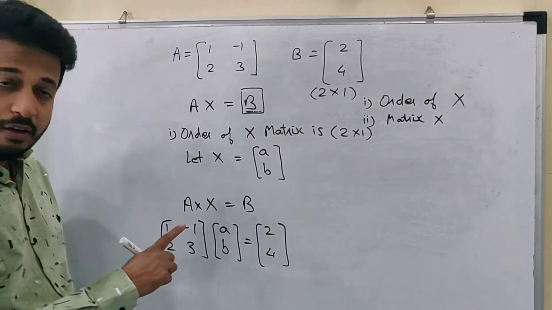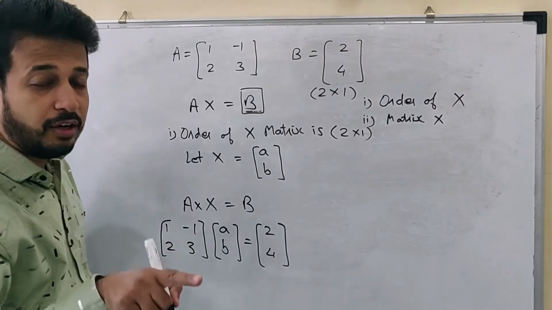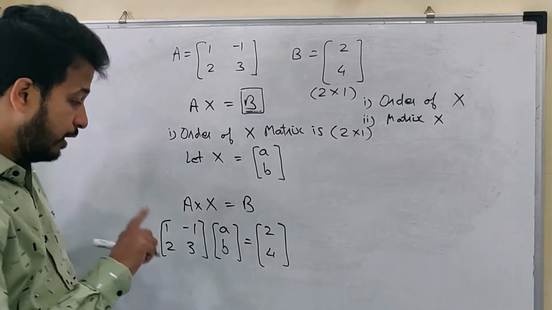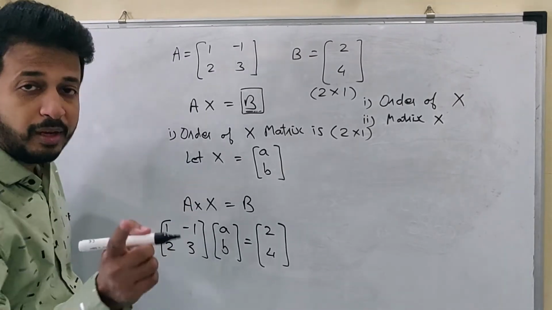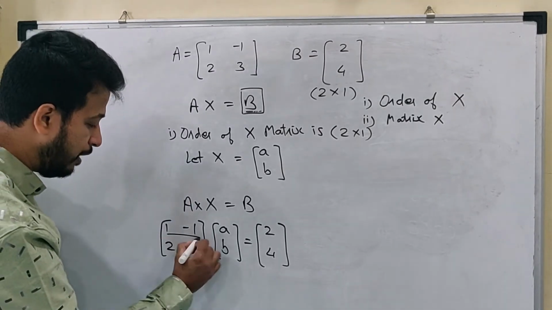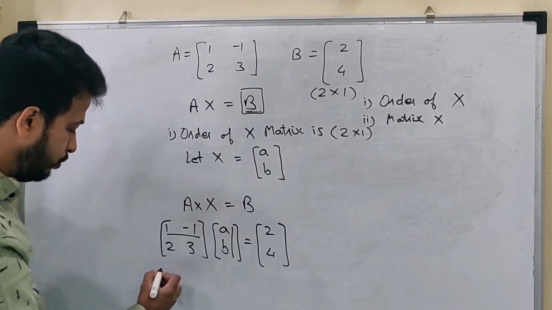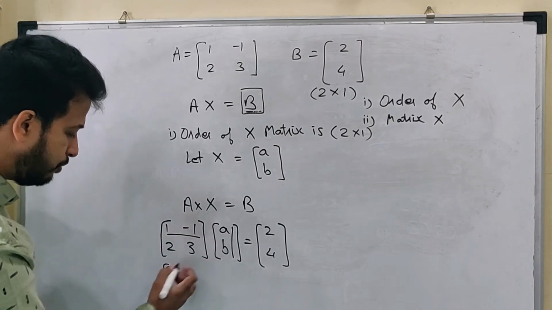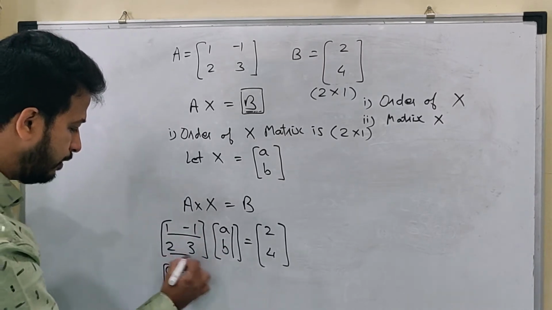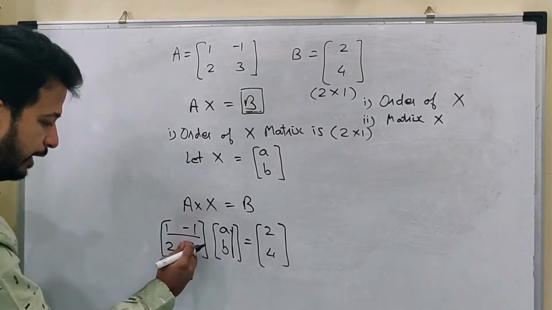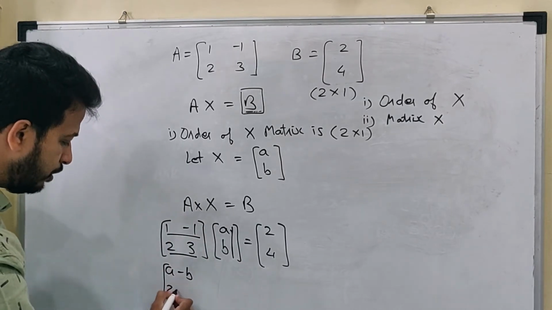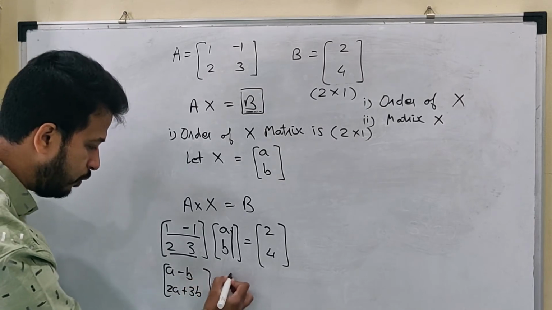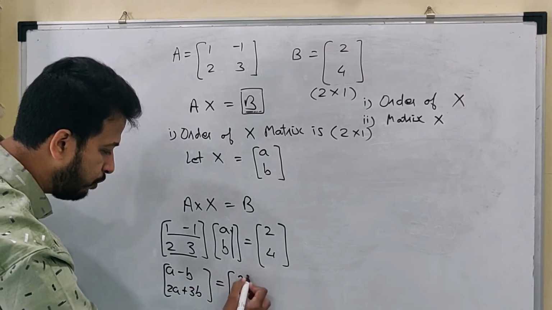I have to solve this now, right? As we have learned in the previous video how can we multiply two matrices, here we have to multiply 2 matrices. So I'll be a bit fast, right? Here I'll be multiplying this row into this column. So it becomes 1 into A is A minus B. Then this row gets multiplied to this column. So it becomes 2A plus 3B is equal to 2, 4.